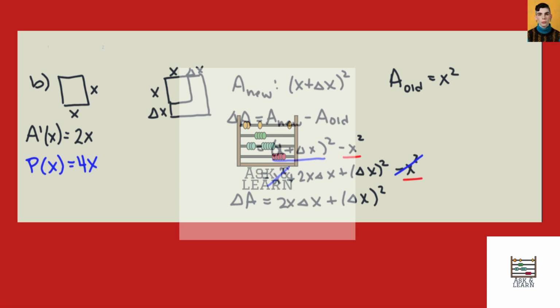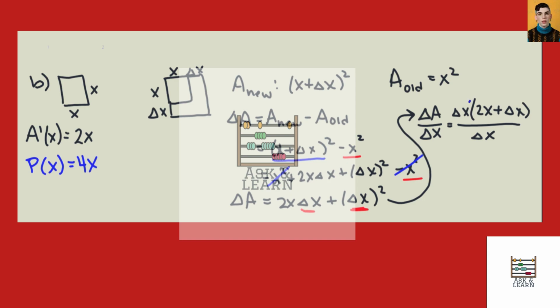So suppose we want to know the change in area over the change in x. Suppose we want to know delta A over delta x. So let's go ahead and factor a delta x out of delta A. And we have delta x times the quantity 2x plus delta x, over delta x. Notice that we can cancel the delta x on the top and the bottom. And what we're saying is that roughly the change in area with respect to x is 2x plus delta x. And if delta x is very small, then it's approximately 2 times x, half the perimeter.